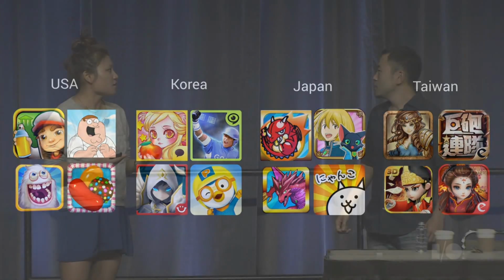Yeah. Everyone likes cats all over the world. It's just whether it looks like a real cat or a cartoon cat, right? Yeah, in Japan, everyone's using the cat for their games, themes.